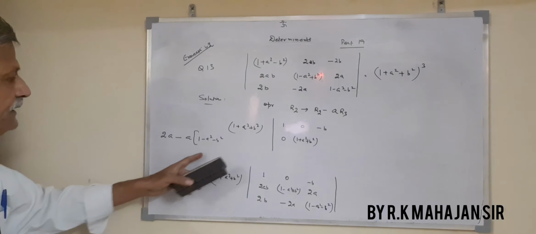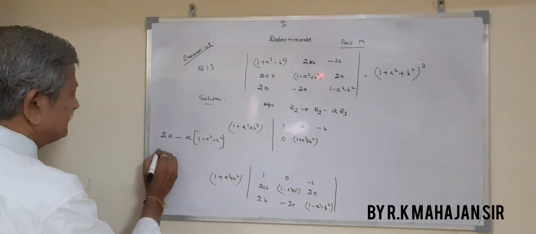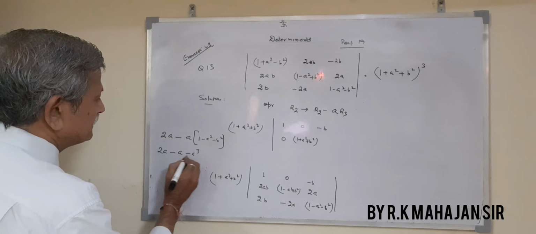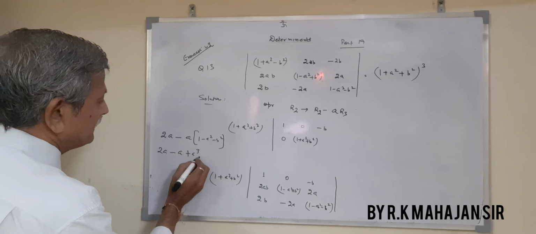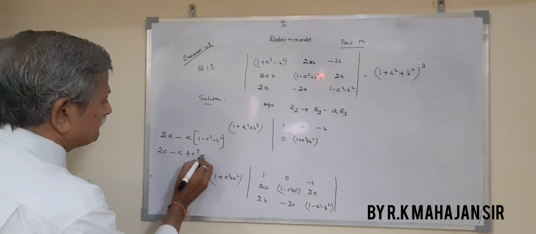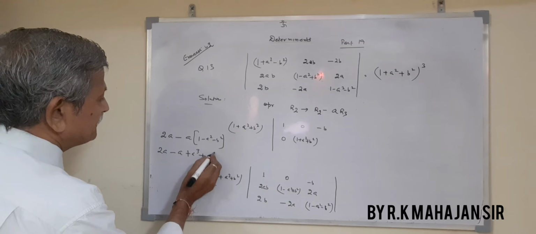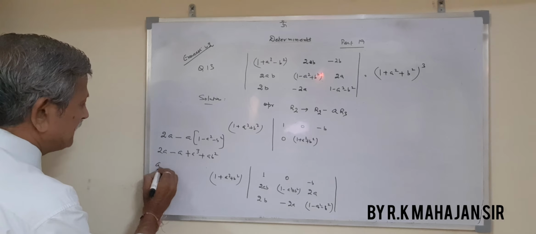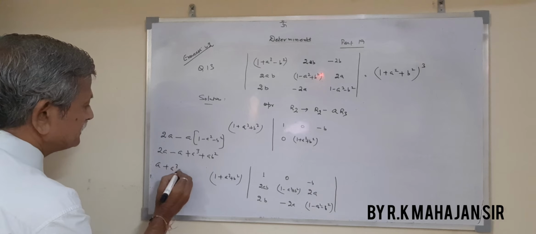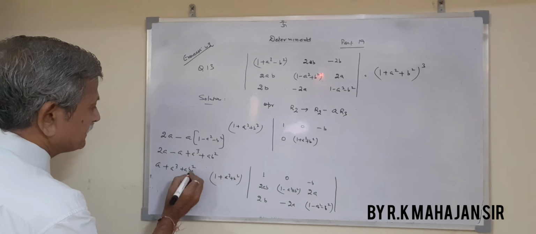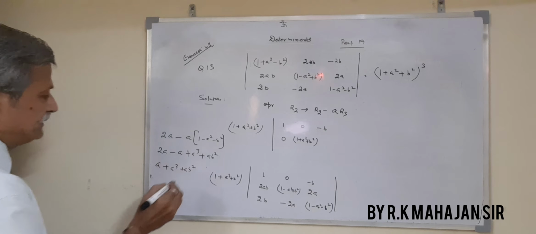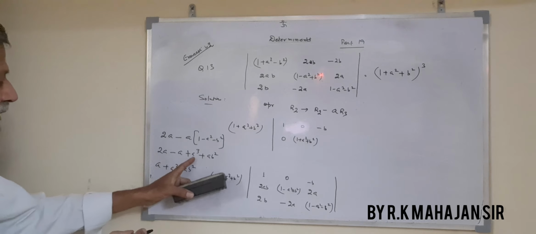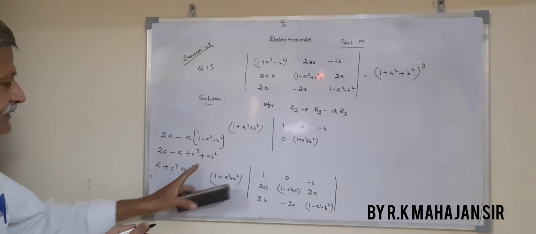Now you would find what you would get: 2a minus a minus a cube. This is with plus sign with minus a cube. This is again plus ab square. Now 2a minus a, so we are left with a plus a cube plus ab square. So you are left with a, a cube is as it is, and ab square.